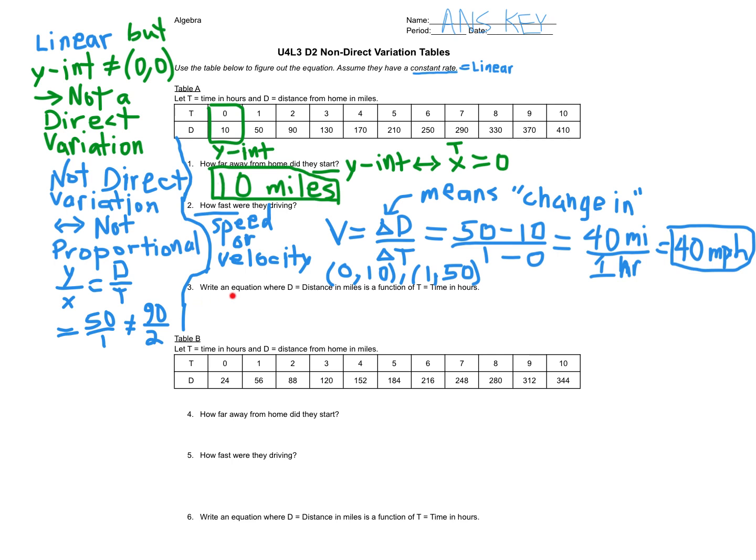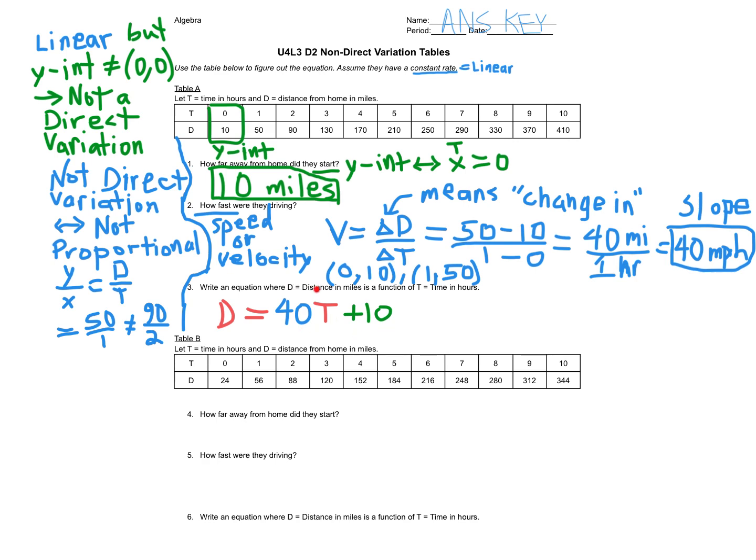For number 3, I want to write an equation where d, my distance in miles, is a function of t, time in hours. Take a moment, see if you can write that equation knowing my speed, which is slope. Technically it's a rate. Slope doesn't have any units, but we use them pretty interchangeably in math. And my y-intercept. Try to write the equation for number 3. Otherwise, here's that equation: d equals 40t plus 10.